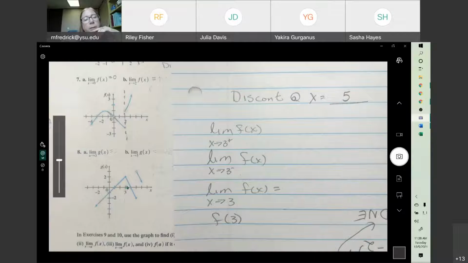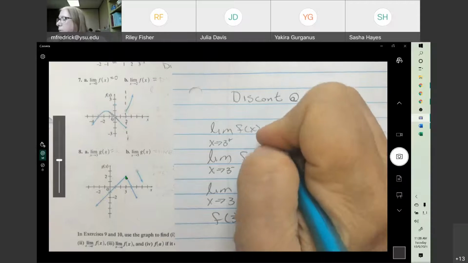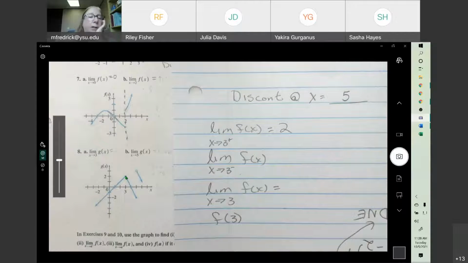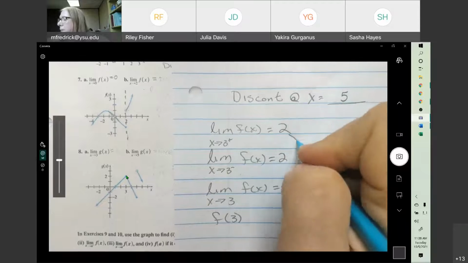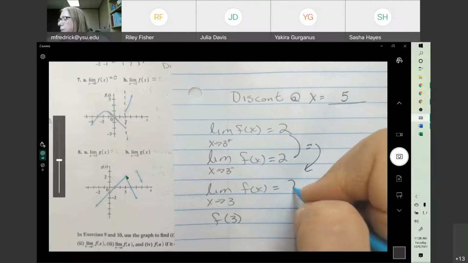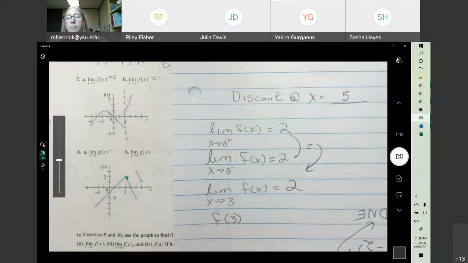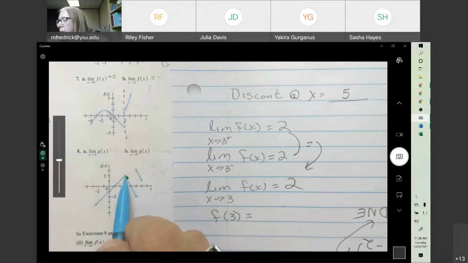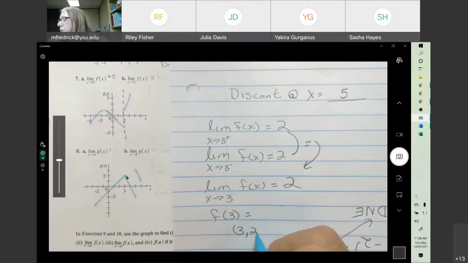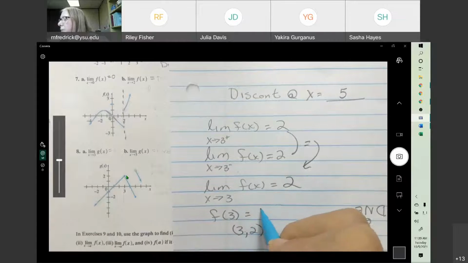Because if we look from the right, we're at 3, and we're at the point 3, 2, so the y value is 2. On the left side, we're also at the same point, 3, 2, so the y value is 2. Since these two are equal, this one is the same. And the last one is the shaded point. If we look at the shaded in point, it's the point 3, 2. When x is 3, the y value is 2.